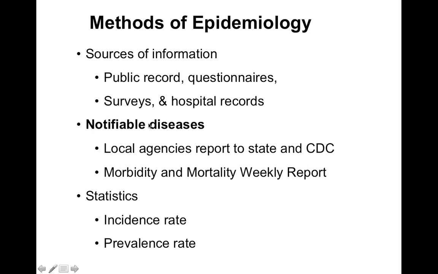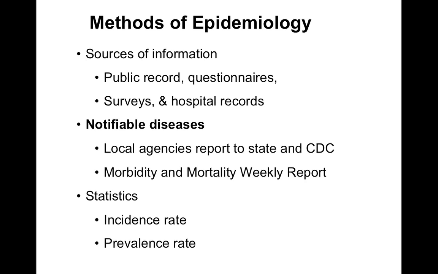So methods of epidemiology: you can get sources of information from public records, questionnaires, surveys, hospital records. There's a little bit of this information almost everywhere. It's just how you put your resources together to fully extract it. You also have notifiable diseases, which are diseases that the CDC requires doctors to report when they have a case. They're generally somewhat serious and can be transmitted fairly easily, like HIV.